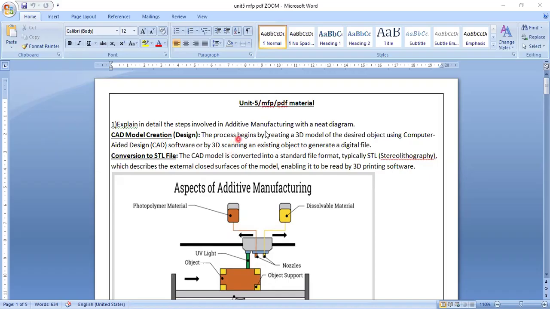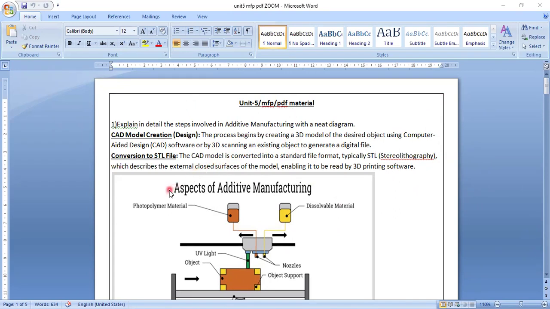You can see what is happening here is totally dependent on 3D printing. Another name for 3D printing is additive manufacturing. So here let me take the first question, ma.